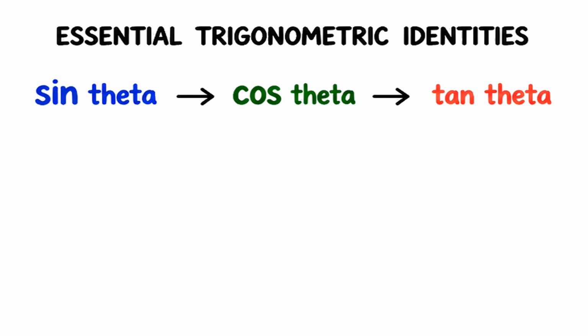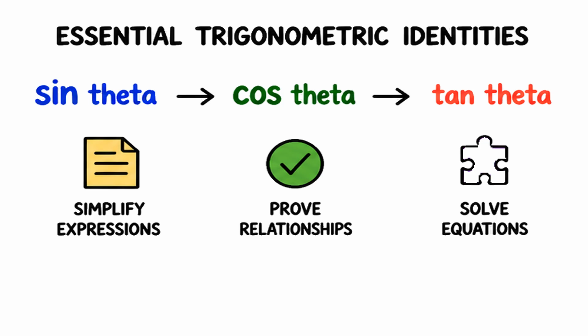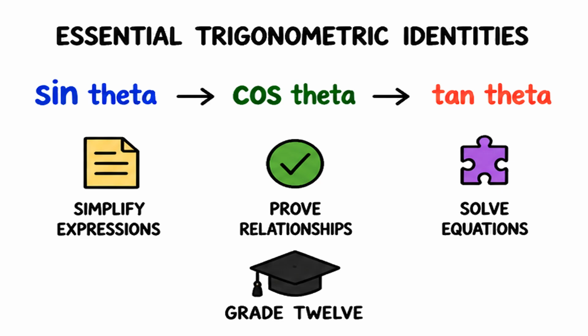Trigonometric identities are equations that are true for every valid value of an angle. They help us simplify expressions, prove relationships, and solve trigonometric equations. In this lesson, we will revise the 3 essential identities every grade 12 learner must know.